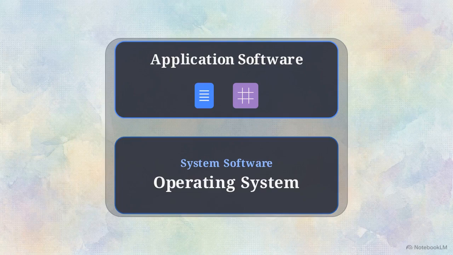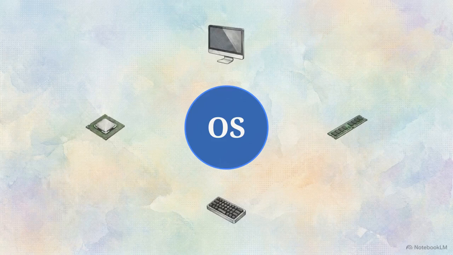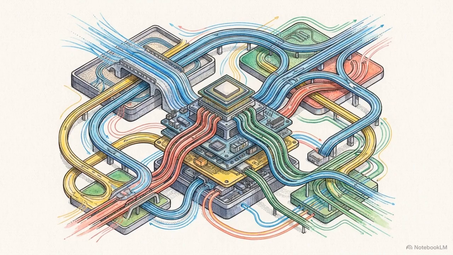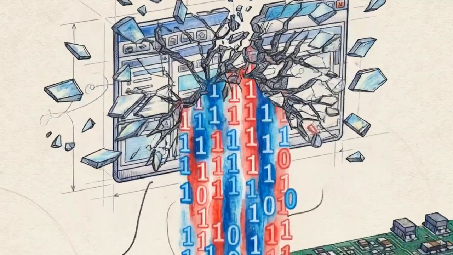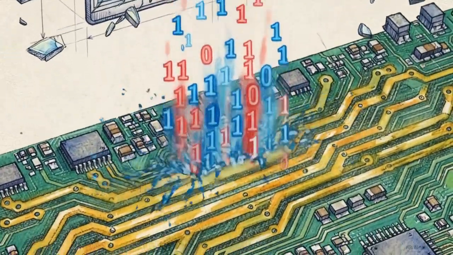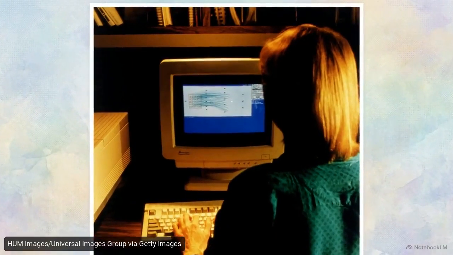Directly beneath the applications is the foundational tier, system software, primarily the operating system. The operating system is the system's hardware manager. It controls the input and output devices and allocates physical memory to ensure everything runs smoothly. The OS acts as the system's air traffic controller. It takes the high-level requests from your applications and translates them into the low-level binary commands required by the CPU and the bus. The complete stack operates from the top down.